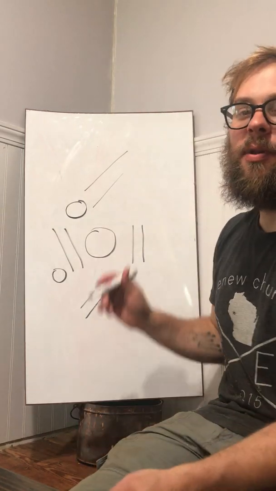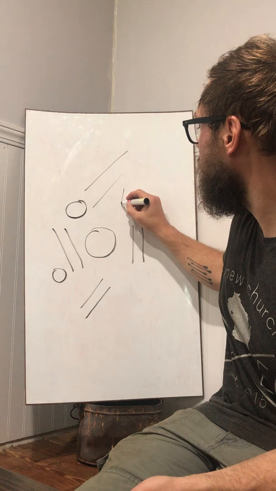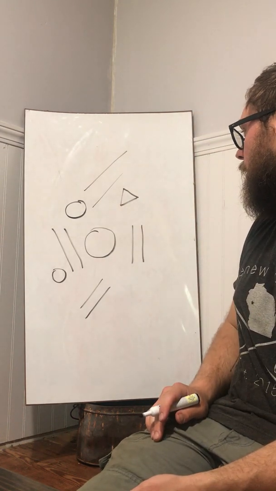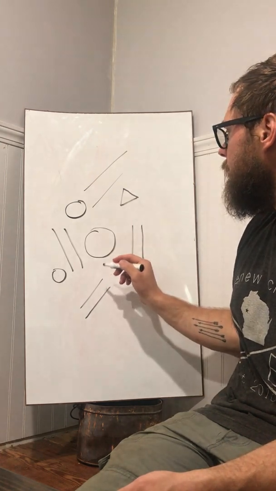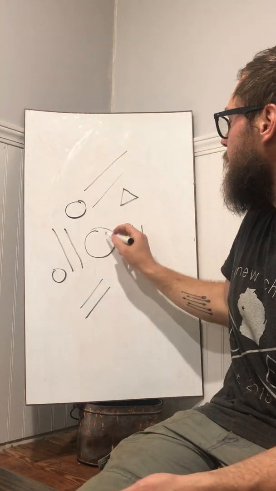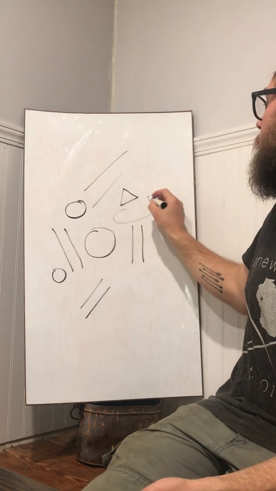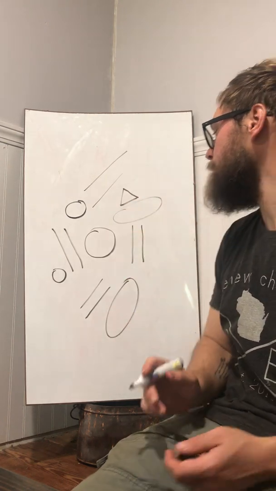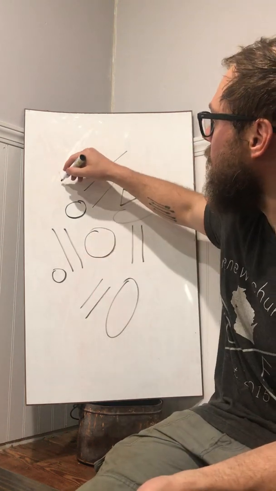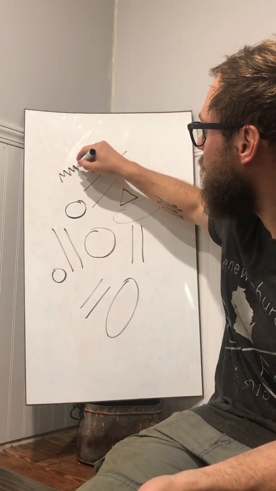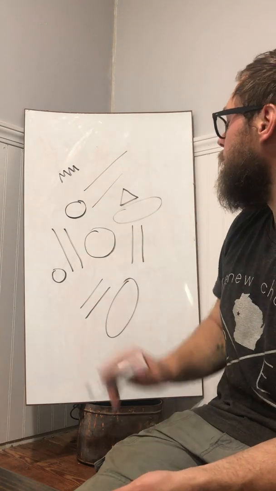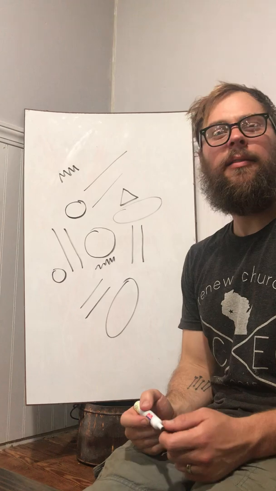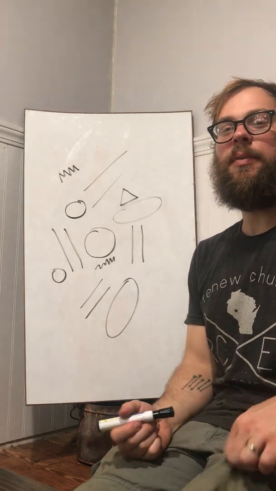We will need a triangle. Like that. And an oval. It's like taking one of these circles and stretching it out. So try making some ovals. Oh yeah, some zigzag lines as well. Okay, that should just about do it for our picture.